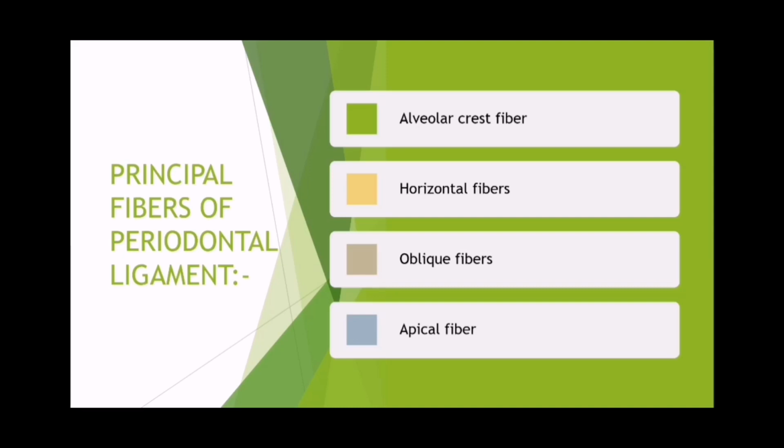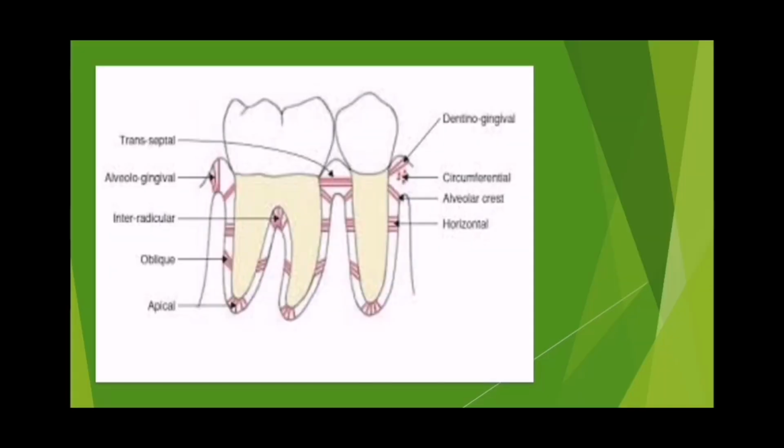Principal fibers of the periodontal ligaments are alveolar crest fibers, horizontal fibers, oblique fibers, apical fibers, interradicular fibers. There is a diagrammatic representation of the principal fibers of periodontal ligaments. There are transseptal fibers, alveolar crest, horizontal group, oblique group, apical group, interradicular group. As the name says, alveolar crest.